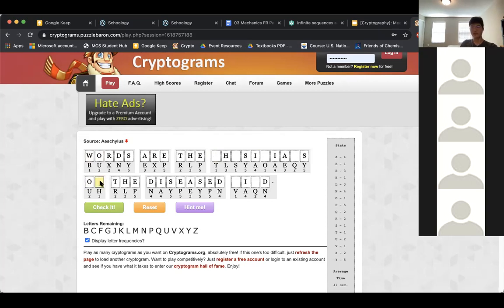So basically, I was going to say there are multiple ways to go at this, but you kind of just have to know what the words are because they're all like one or two letter words. So words are the something something, the diseased something. What are we thinking this O two-letter word is? O something, two-letter word. Of, yeah, that's what I was going for.